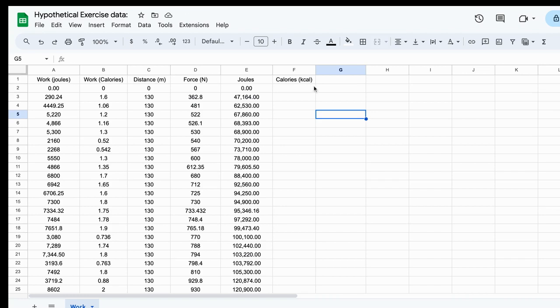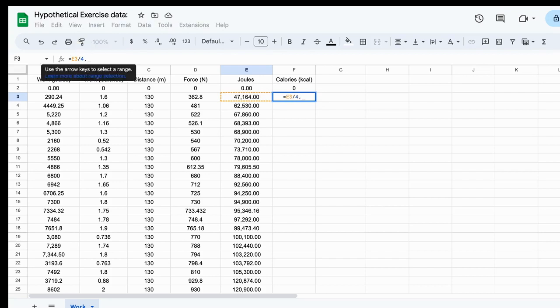So keep in mind the formula, and again, we're just going to do 0 decimals. But the formula for calories is your joules divided by 4,184. So let's put that formula in here and make sheets do the work. So same thing, go to f of x, and you're going to say equals, and you're going to go to the joules. So this is E3 divided by 4,184.